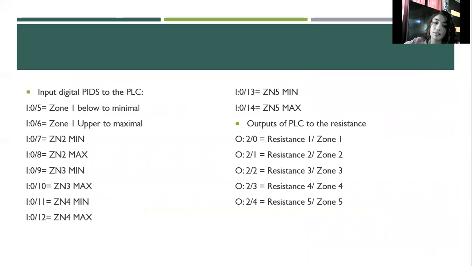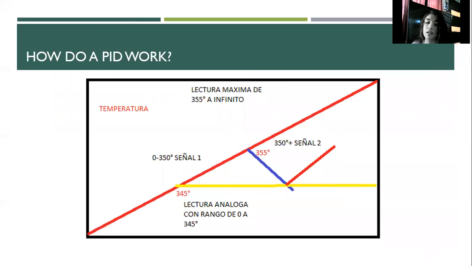So the maximal and the minimal zone of each one is controlled by the inputs, and the outputs, well, is the resistance heating at the temperature. And it's important to say that these are controlled by the PID. This PID is better configured in a different way than a ladder diagram, because it is easier.